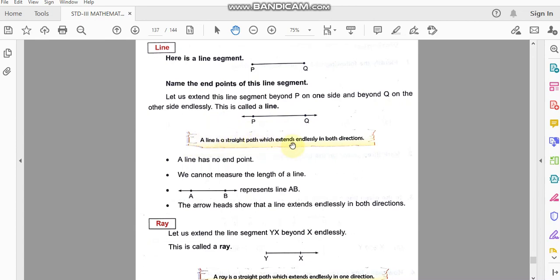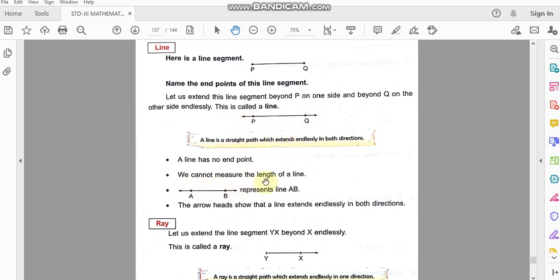You can take the example of a road. The road extends endlessly in both directions. So, properties of a line. A line has no end point. It does not have an end point because it can extend from both sides, from this side also and from this side also.